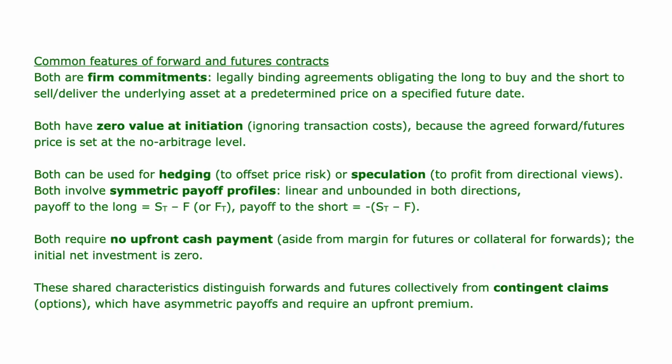Forwards and futures share core features as firm commitments. Both obligate long and short parties to transact at a set price on a future date. Both have zero value at initiation, can be used for hedging or speculation, and have linear, symmetric payoff profiles. Neither requires upfront payment, aside from margin or collateral. What distinguishes them from options is that options are contingent claims with asymmetric payoffs and require an upfront premium.